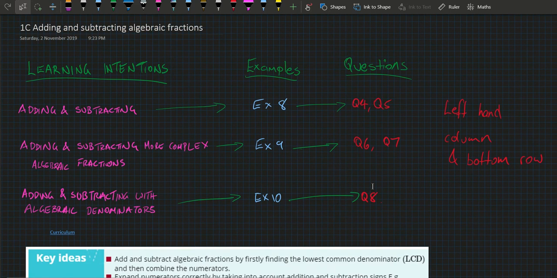So like I said at the start, hopefully that's all clear to you now, and you need to do this pre-learning, left-hand column, right and bottom row, for questions 4, 5, 6, 7, and 8. It's really important you get that pre-learning done so we get a chance to do some good stuff in class. Once again, I will see you in that class. Bye-bye.